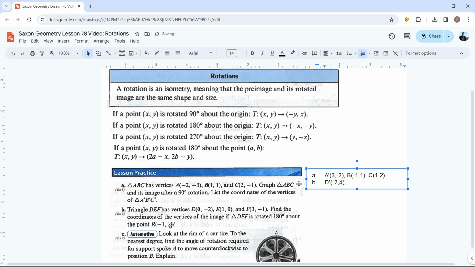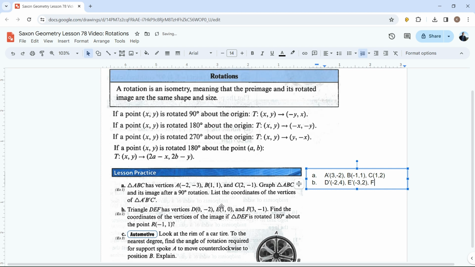All right, let's take a look at the image of E. So again, I'm going to do 2 times -1 is -2, minus 1, that's going to be -3, comma. And then 2 times 1 is 2, minus 0 is just 2. Negative 3, 2 is the image point for E.